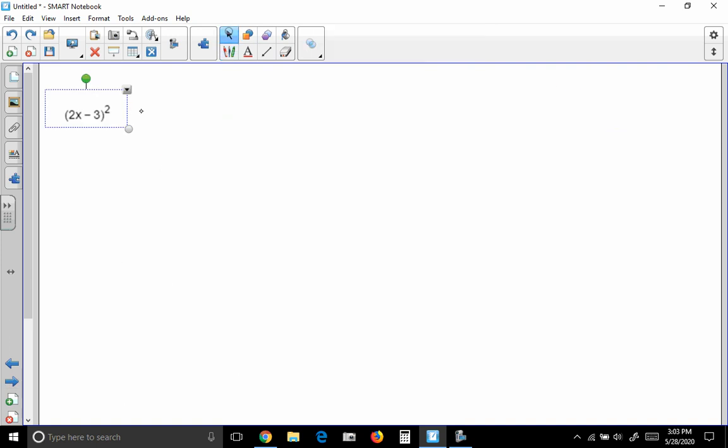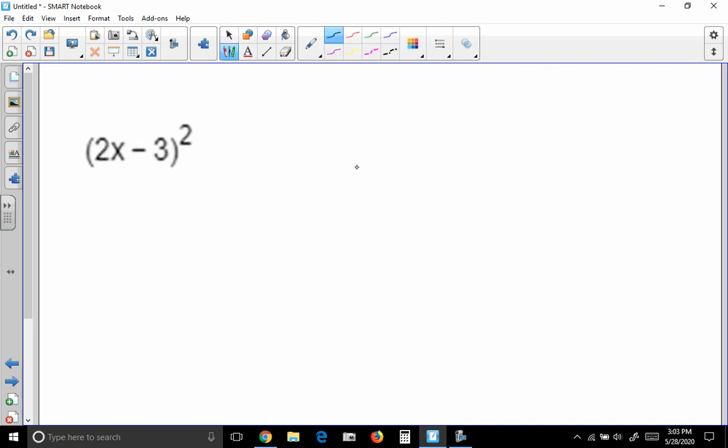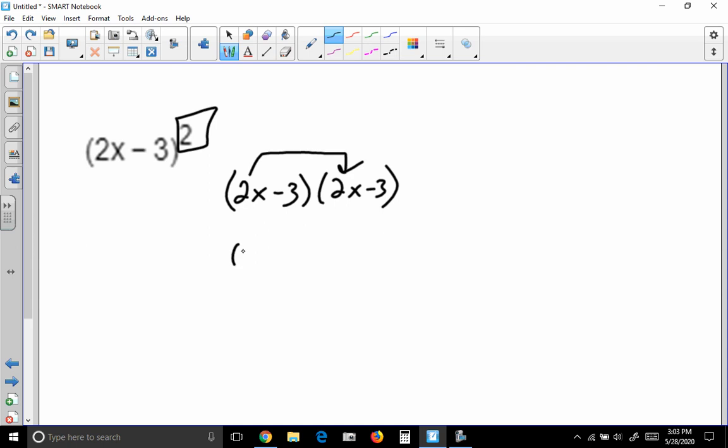So let's do this one. Again, we did some like this in the last section. And let's just remind ourselves there's not a direct shortcut of just squaring both terms. That doesn't work when we have a plus or a minus there. So we have to write this out as the parenthesis times itself, because after all, that's what squaring something means. Write the base 2 times and multiply it out. So 2x times 2x, and then 2x times minus 3.